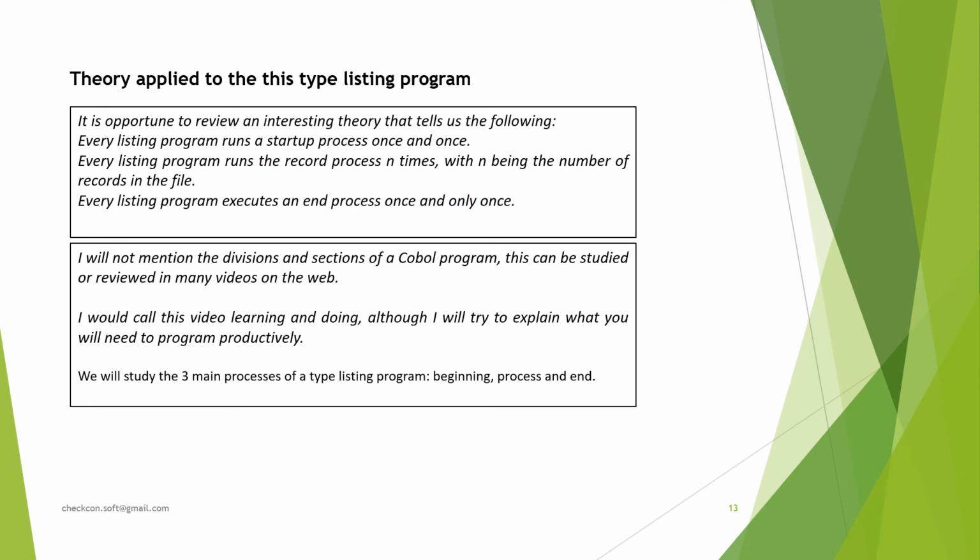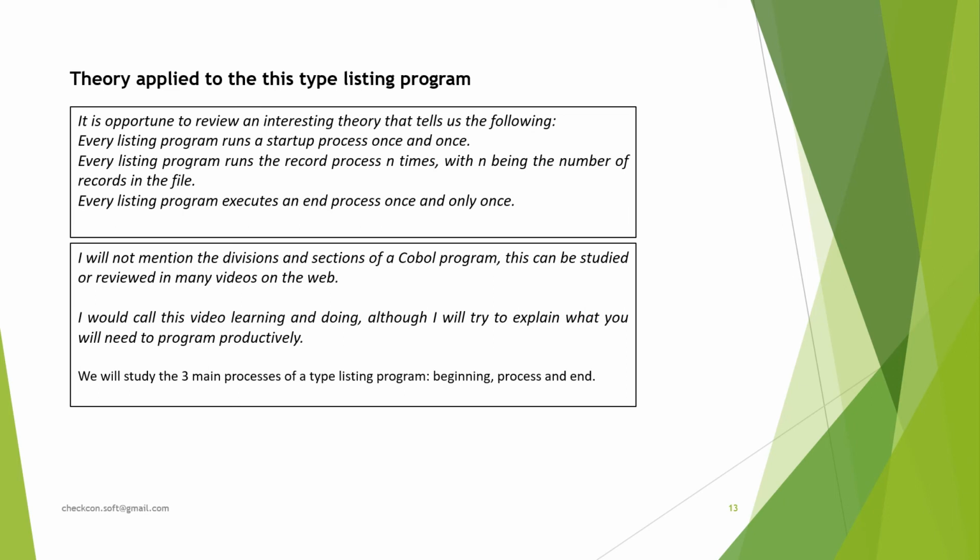Theory applied to this type of listing program. It is opportune to review an interesting theory that tells us the following. Every listing program runs a startup process once and only once. Every listing program runs the record process n times, with n being the number of records in the file. Every listing program executes an end process once and only once.